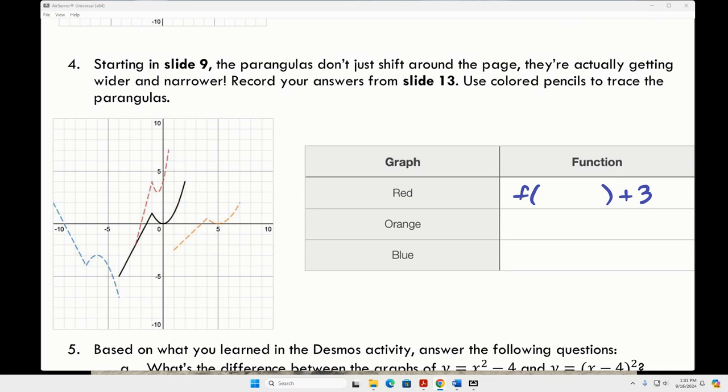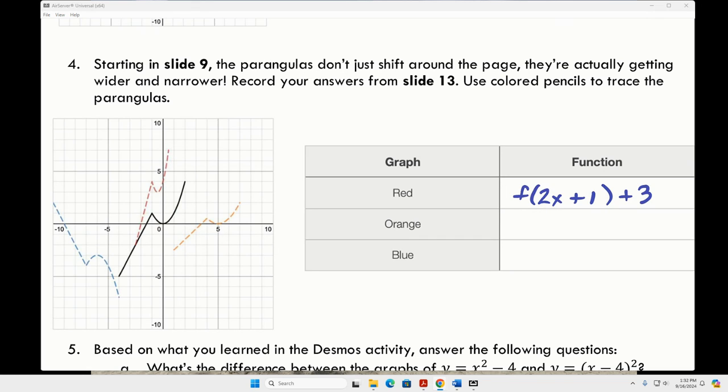Did anyone find a way to make this work? It's a tough one. All right, so what works is if you do 2x plus 1. So the 2 and the 1 and the addition actually makes it shift a half to the left, which is weird, but it does. And then the 2 multiplied by the x on the inside makes it half as wide as the original problem. And we'll talk more about that later.